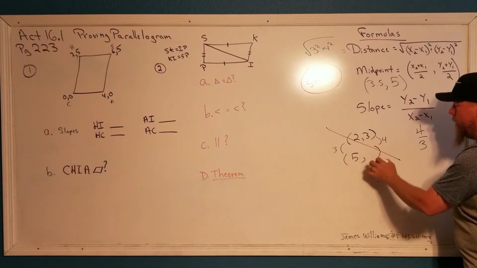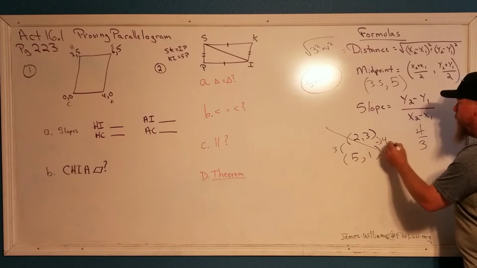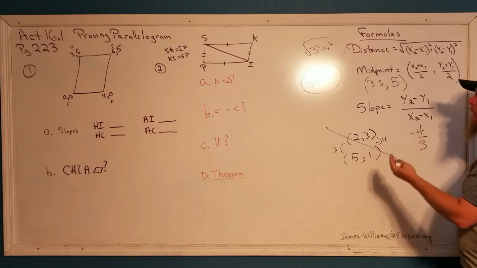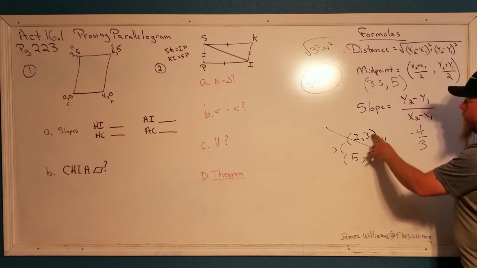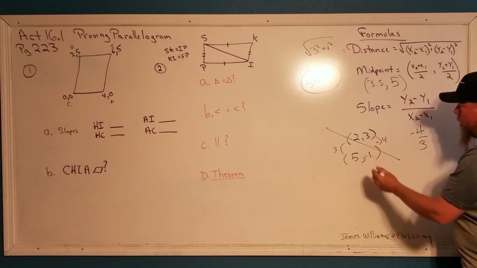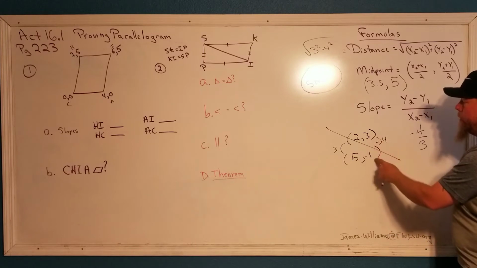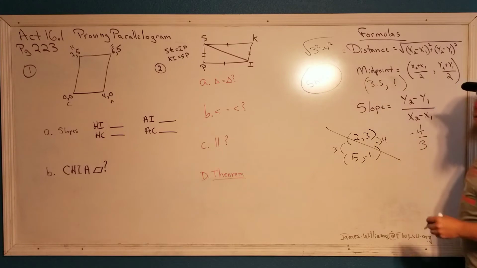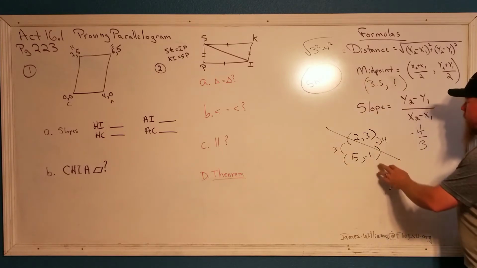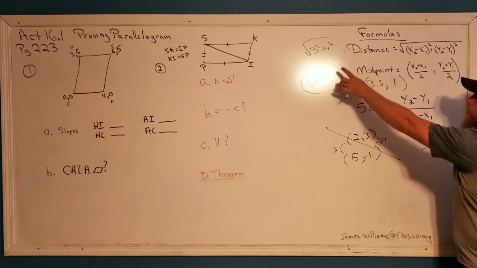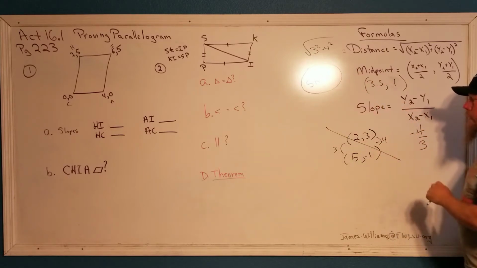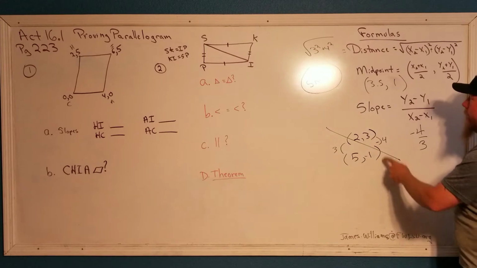If I had gone to a -1 here, this would have been a -4, and this would have been a -4/3 slope. It wouldn't have changed distance. It would have changed the midpoint, though, going from 3 to a -1. Well, 3 plus -1 is 2, divided by 2 is 1. So that doesn't change the values that we used for distance because there's no such thing as negative distance. It changed our slope to a negative value, and it did change our midpoint.